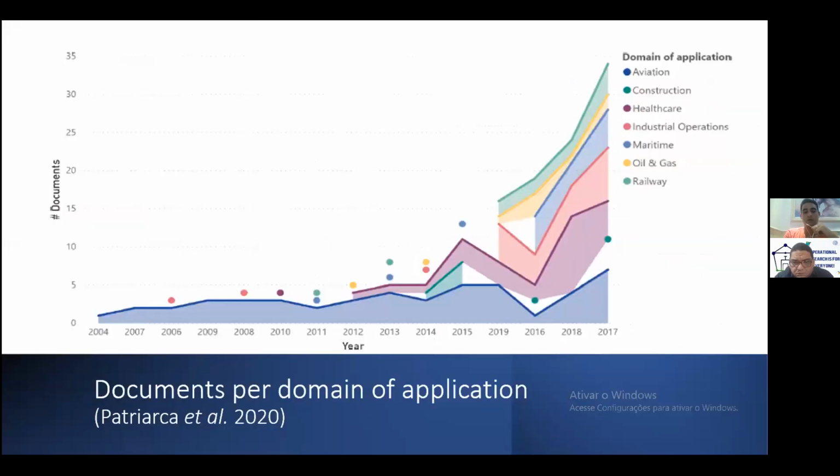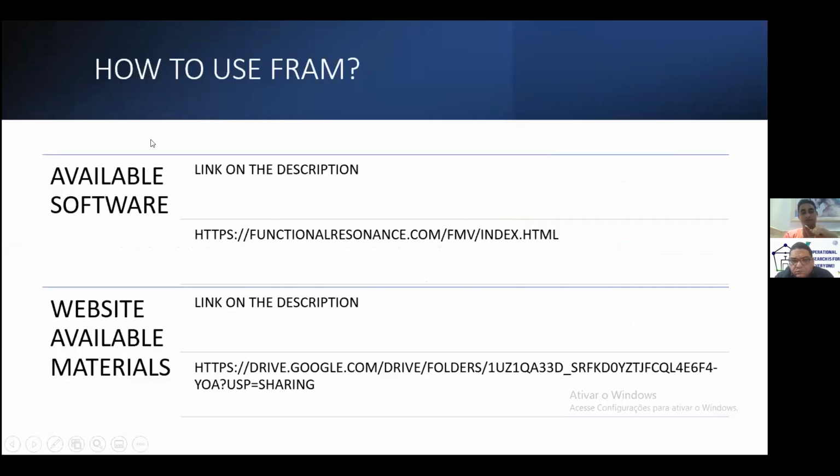So here we have the domain of application by year. We see that construction is also growing, and railway. This here is by number of documents.